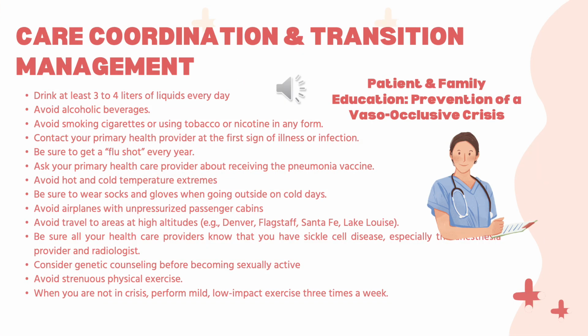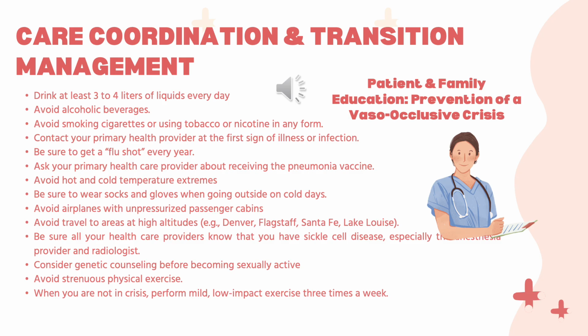All right, so let's talk about care coordination and transition management. Mostly, we're going to be talking about patient and family education, so how they can prevent a sickle cell or vaso-occlusive crisis. First things first, hydration. We want to encourage the patient to drink at least 3 to 4 liters of fluids daily to prevent dehydration, which is a major trigger for sickling. Caffeinated and alcoholic beverages need to be avoided because they can contribute to dehydration.